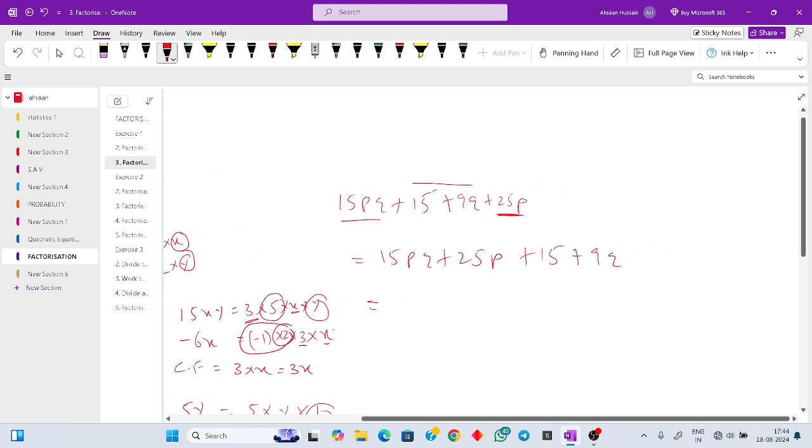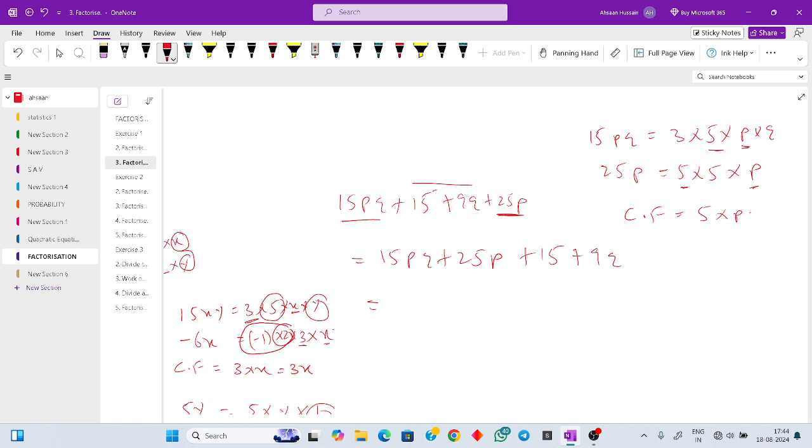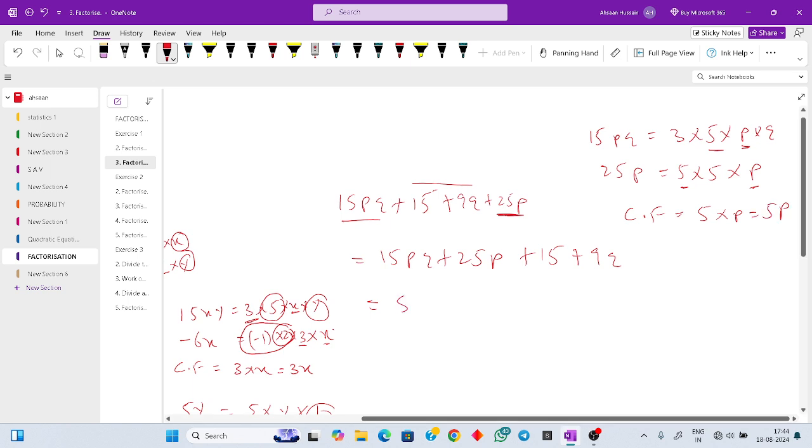So in 15PQ, 15PQ means 3 into 5 into P into Q, and 25P means 5 into 5 multiplied P. So the common factor will be 5 and P. So 5 multiplied P is 5P. So 5P is our common factor. So what is left out here? 3 and Q. That is 3Q. And here only this 5 is left, that is positive 5.